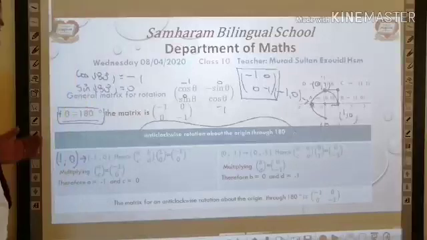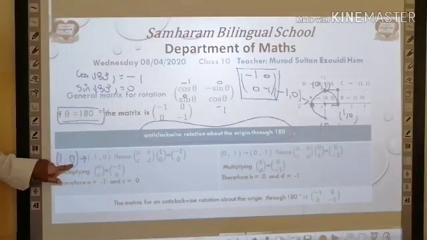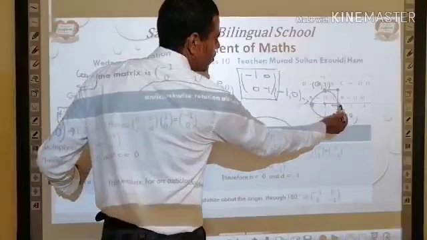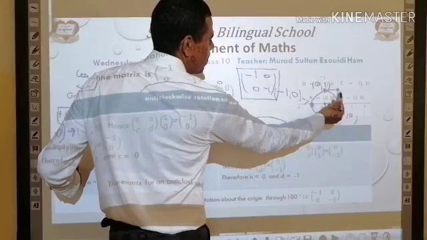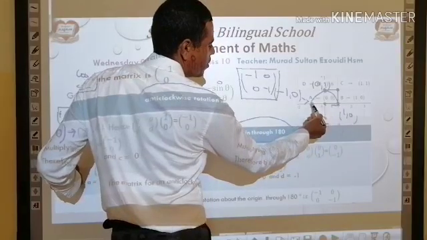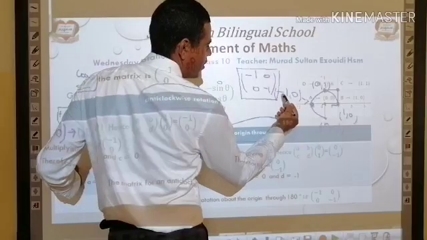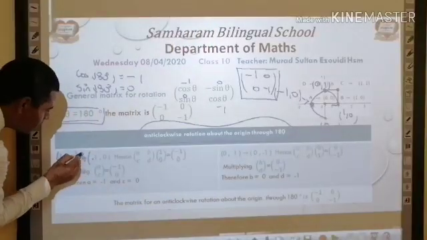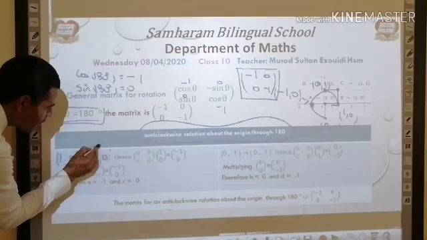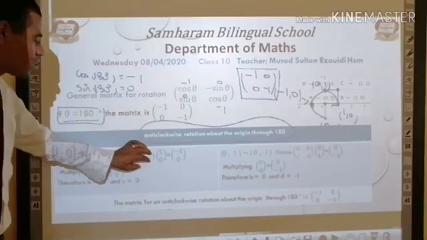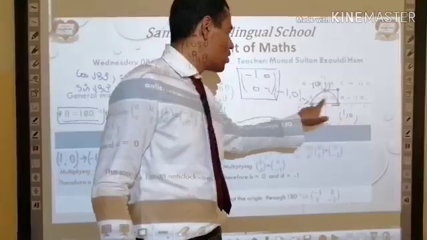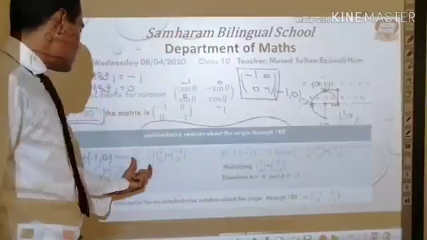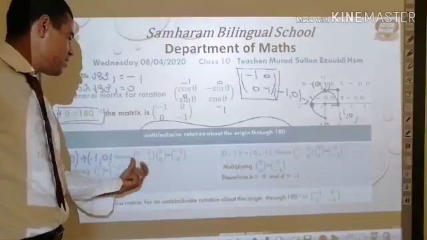We start from the first one. We told that the point (1, 0) maps to (-1, 0). Okay? Negative 1, 0. Hence the matrix that transforms this point to that is labeled as A, B, C, D.